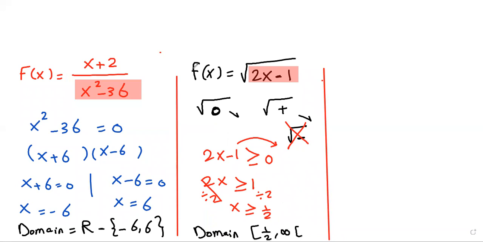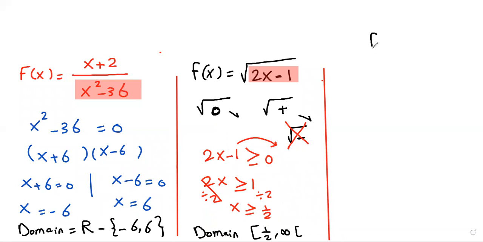And I want to show you what is the difference between them. Pay attention. In the first one, we can find all values except only -6 and 6, so we have a set difference in this case. In the second one, we directly have the values we can find: from half to positive infinity.